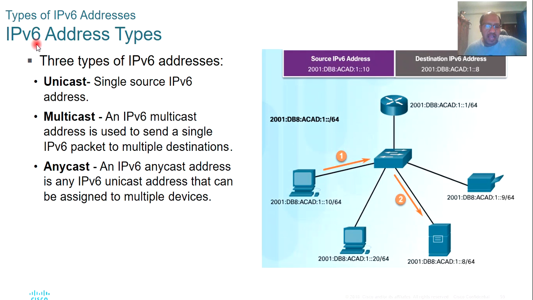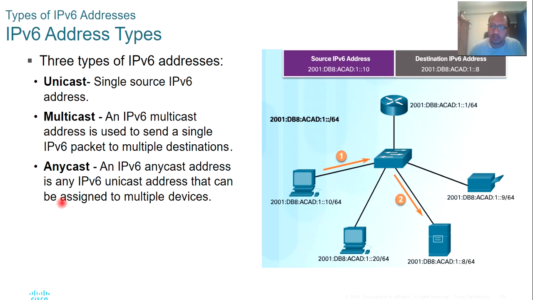Now we have the IP version 6 address types: unicast, multicast, and anycast. It doesn't have any classes like A, B, C, D in IP version 4. A unicast IP version 6 address is used when we communicate from one device to another device, one-to-one communication. In multicast, a multicast address is used when we try to transfer the same source packet towards multiple destinations at the same time. And anycast is used for another purpose.